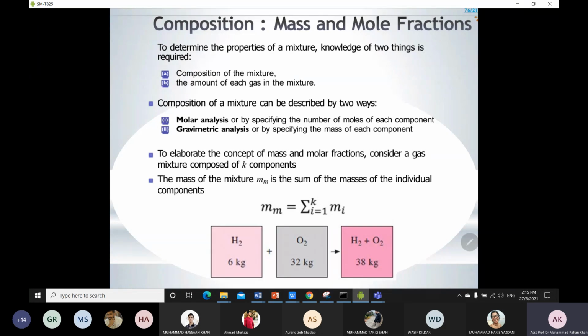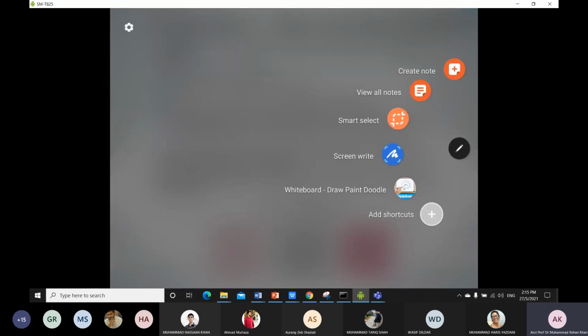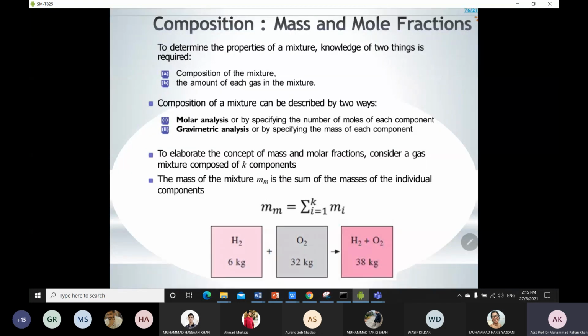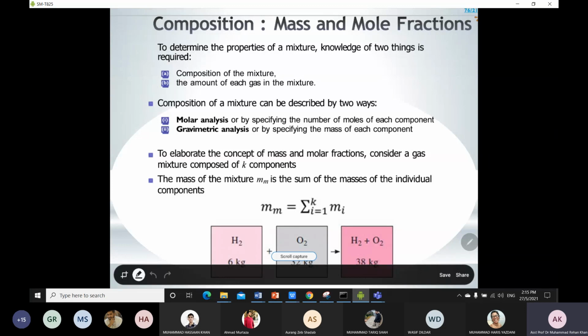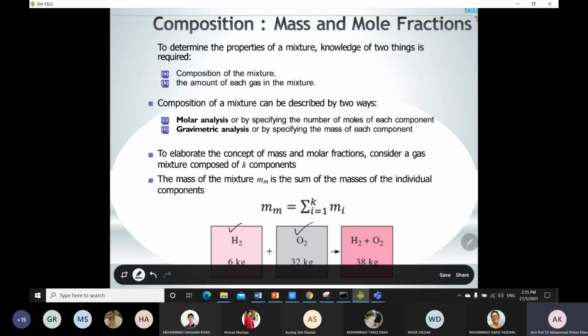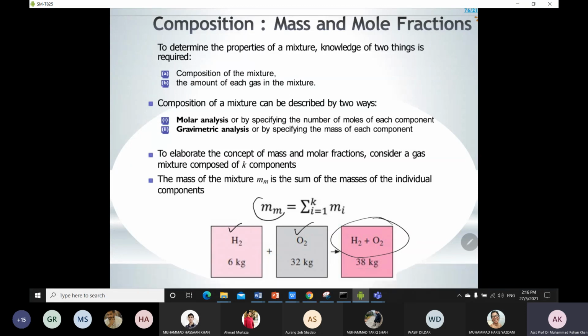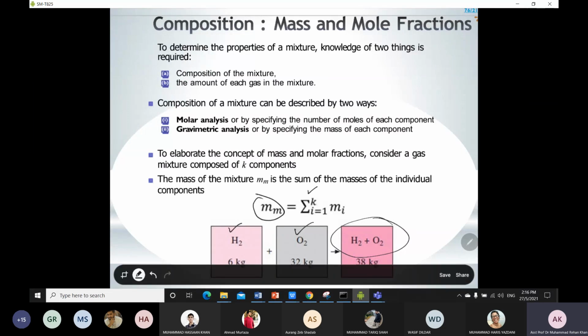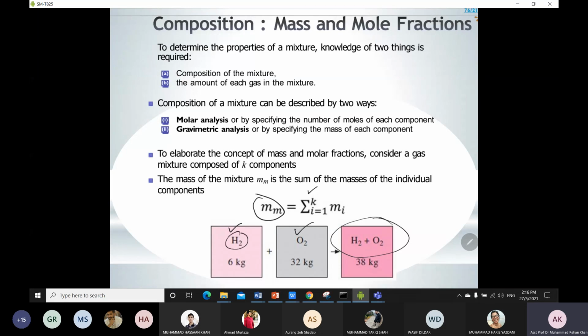Okay, to elaborate the concept of mass and mole fraction, we just consider a mixture that is composed of k components. K components means, for example, there is a mixture of H2 and O2, and combined it will make some gas mixture. So we can represent the mass of the mixture as equal to the summation over k, where k is the mixture components. That component may be H2 and maybe O2, and i is for a specific component.